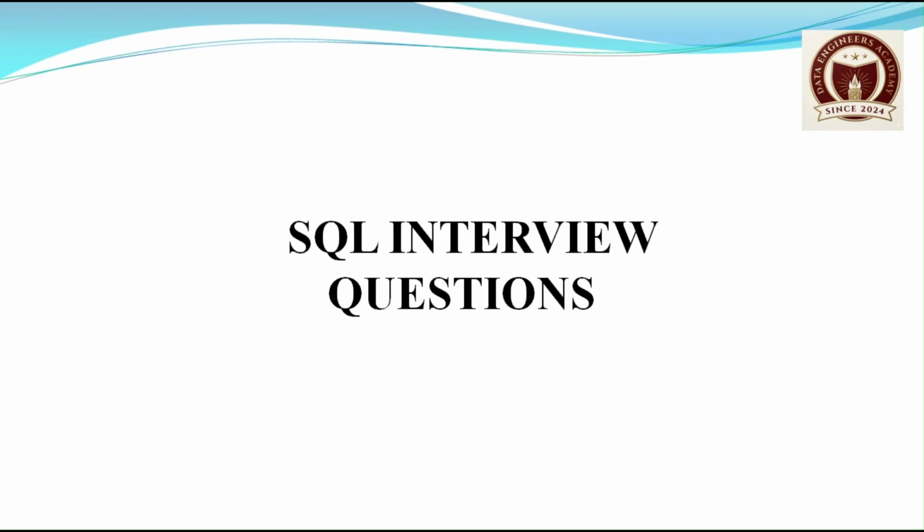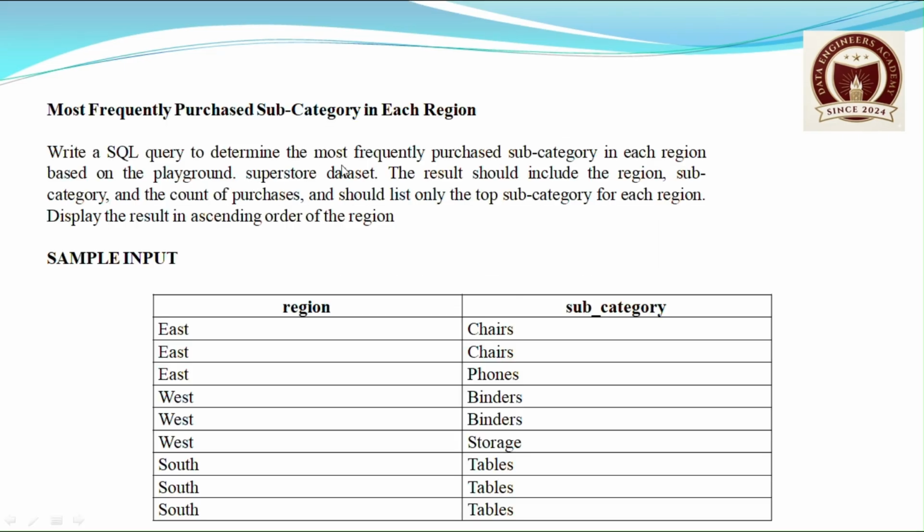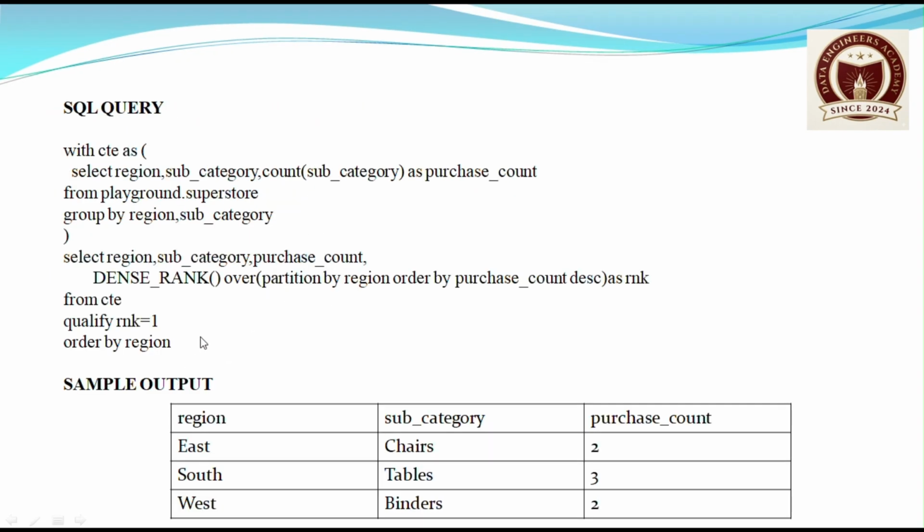Today, we are going to discuss a SQL interview question. Today's question: most frequently purchased subcategory in each region. Using the Superstore table, we find the top subcategory per region, along with the count of purchases, ordered ascending by region. Here is the SQL query, and this is the expected output.